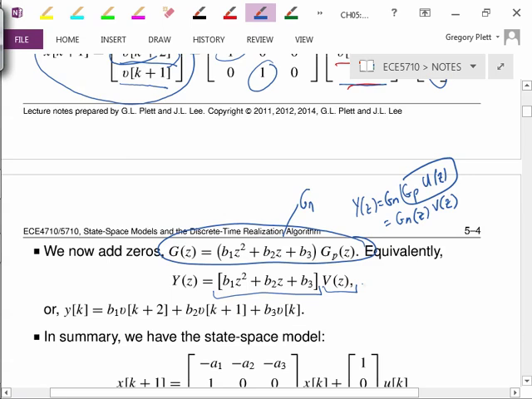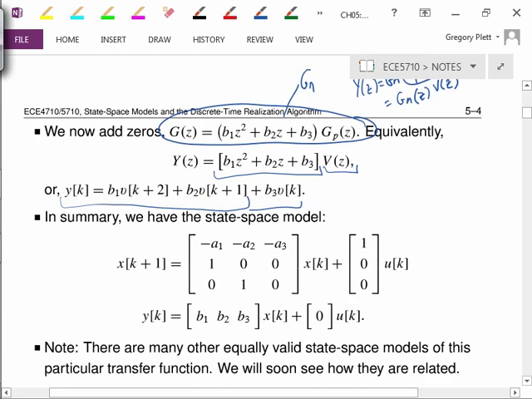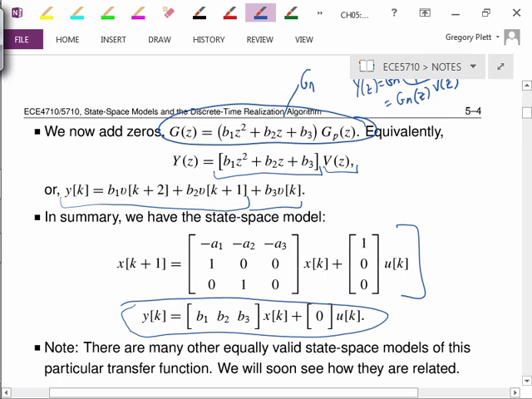In understanding that the z inverse is a unit delay and z to the plus 1 is a unit advance, y of k then is b1 times vk plus 2, b2 times vk plus 1, and b3 times vk is what that means. And in summary, we already found this, but now we have this equation here that y is b1, the first state was vk plus 2, b2, the second state was vk plus 1, and b3 vk, that was the third state. There is our state space model for this difference equation.